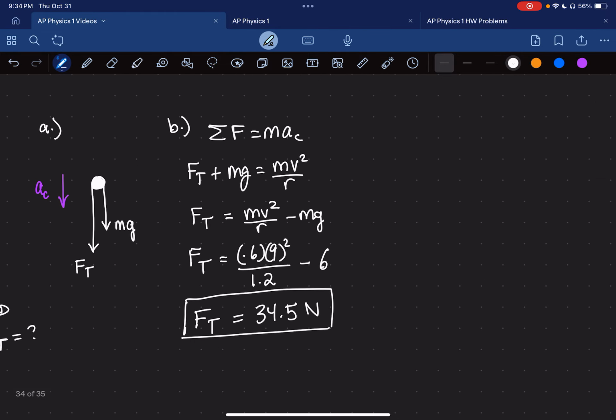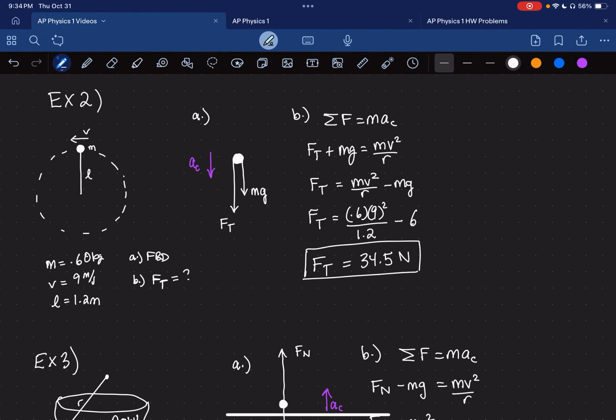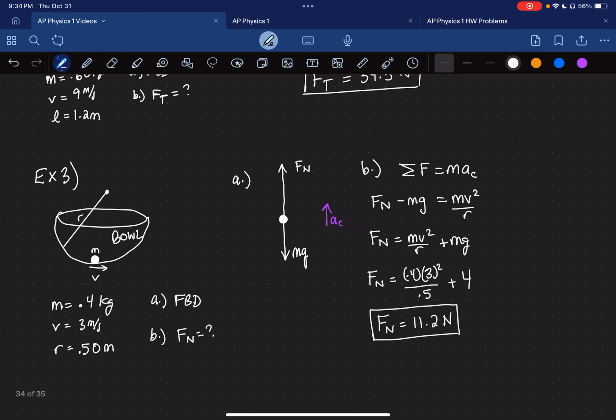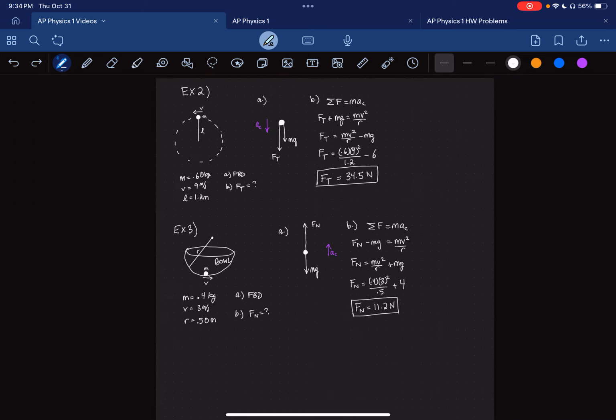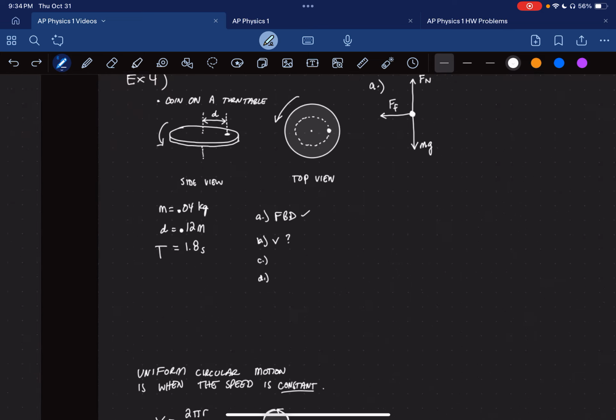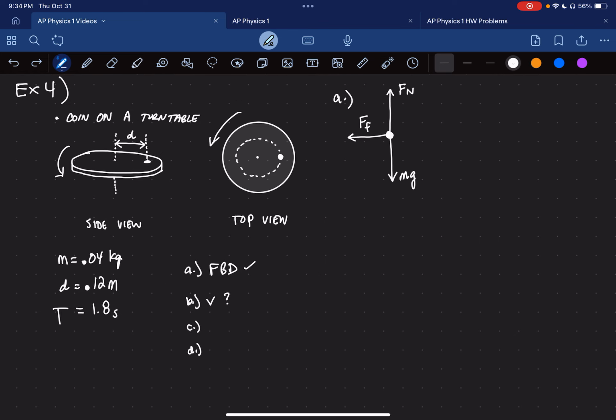By the way, the other examples are not uniform circular motion. For example, this ball rolling in the bowl would be going fastest at the bottom of the bowl, would be going slower as it comes back up to the edges of the bowl like this. So these were not uniform circular motion, but this one is. So as the coin goes around this turntable here, it's going at a steady rate at a constant speed.